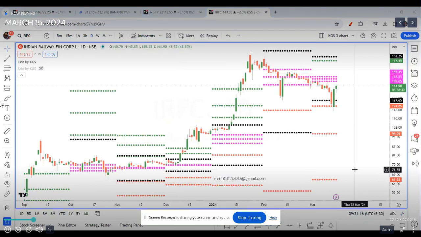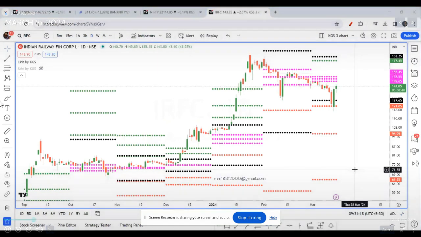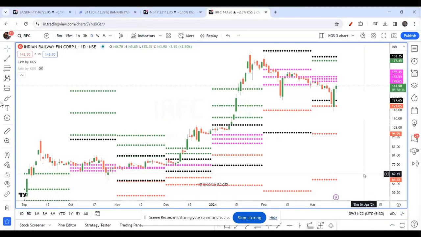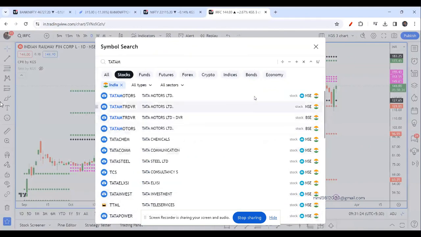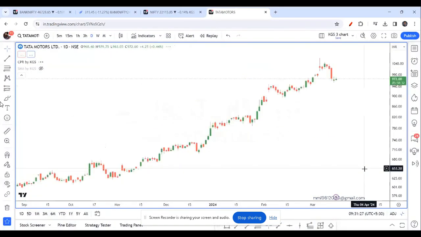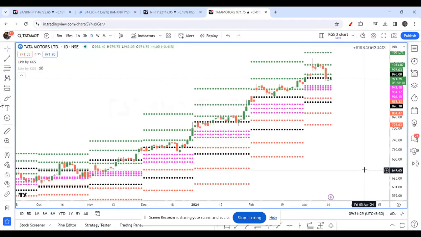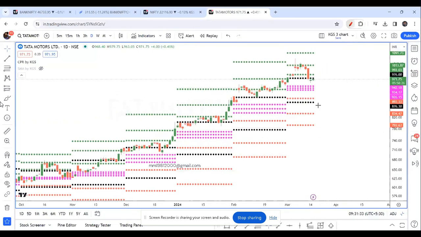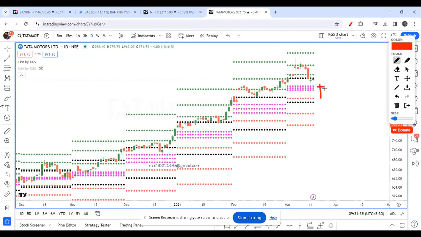Now let me take another example. So yes, this is called trend reversal, correct? This is what is called trend reversal. Now let me show you Tata Motors. So Tata Motors is healthy. Clear? Now let's say if Tata Motors comes below monthly CPR, then what will you do? Bulls are losing strength and bears are taking control.